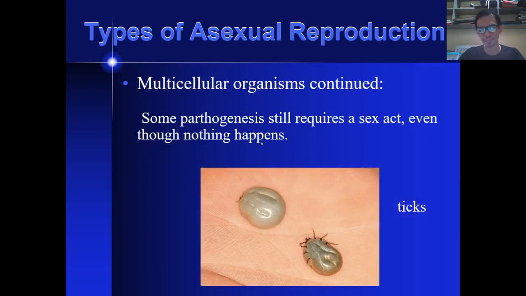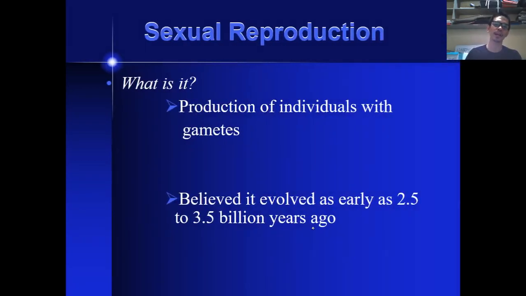Alright, next one. In some organisms, like the ticks that we have right here, they undergo parthenogenesis. Basically, they don't need a male in order to do that. Alright, so that is asexual reproduction.